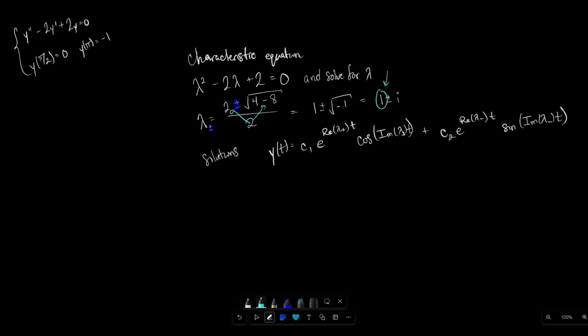The real part is 1. The imaginary part is the coefficient on i. It's not the i itself, but the coefficient on i is also 1. So that means our solutions take the form C1 e to the t cosine t plus C2 e to the t sine t.